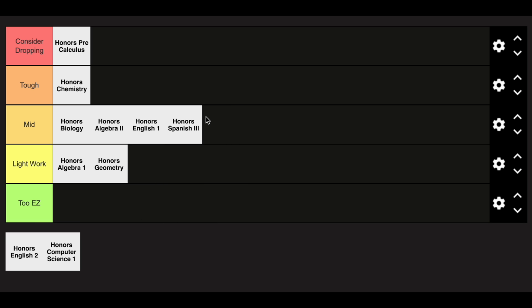Now, under Spanish 3, I'm going to go ahead and put in the mid category as well. You're gearing up to take AP Spanish, which is kind of a mid AP course in terms of difficulty, maybe a little bit on the tougher end. It's not too bad. It's not too easy. I think it's just really right in the middle here. You've taken 2 years of Spanish, and so I think by this point, you've already gauged whether you're going to be good at Spanish or not.